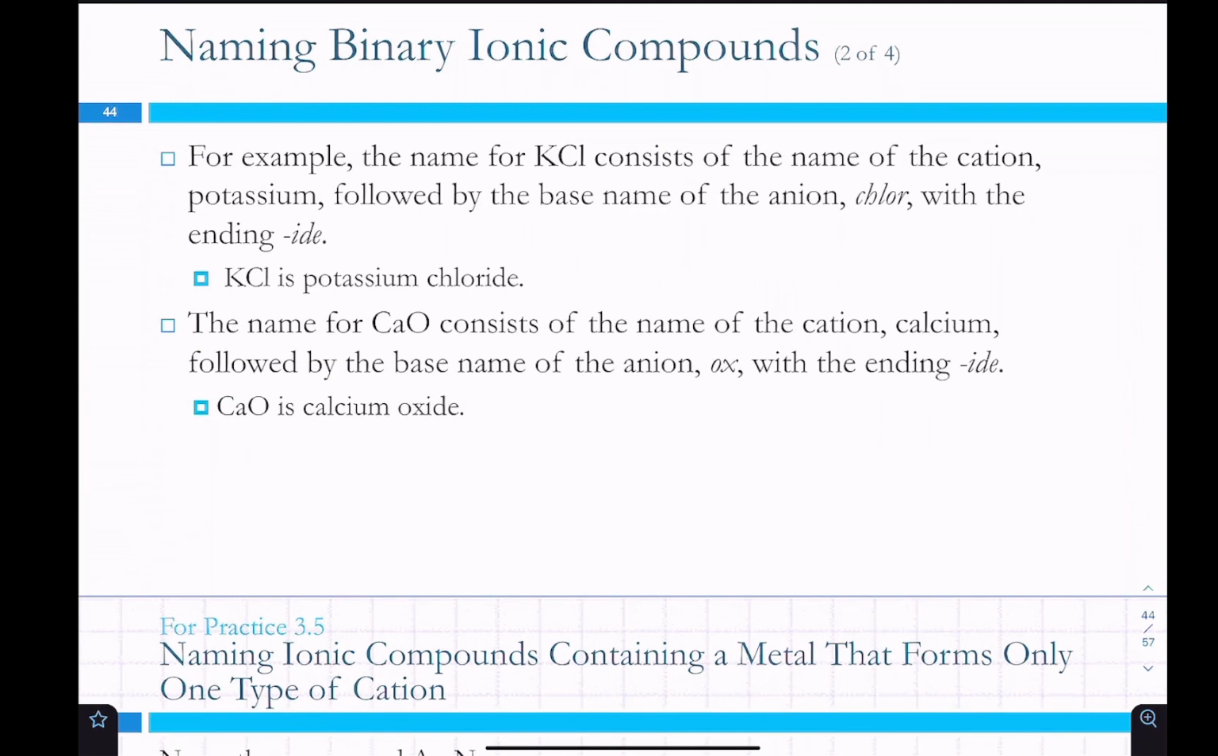So for example, if we have potassium and chlorine forming this ionic compound, we write potassium followed by the base name of the anion with chlor, and then we change the ending to IDE. And similarly, calcium and oxygen, we would just write the name of the cation, calcium, followed by the base name of the anion, which is OX, and then change the ending to IDE, so calcium oxide.